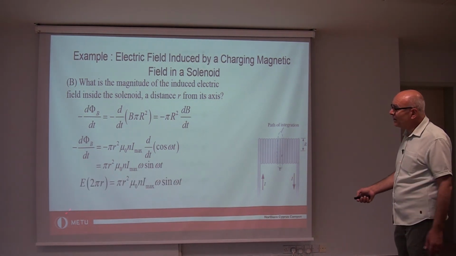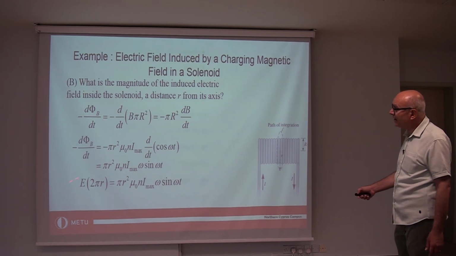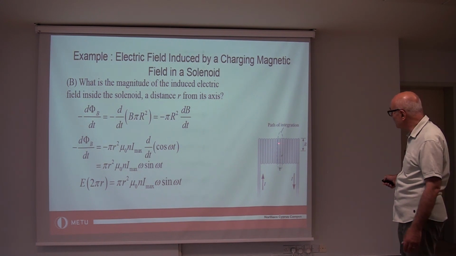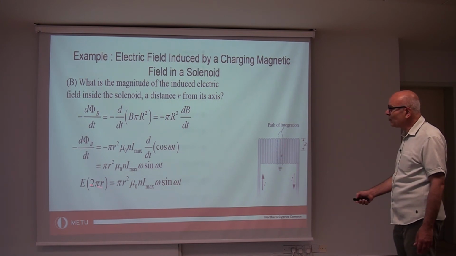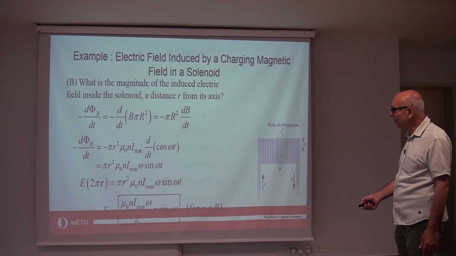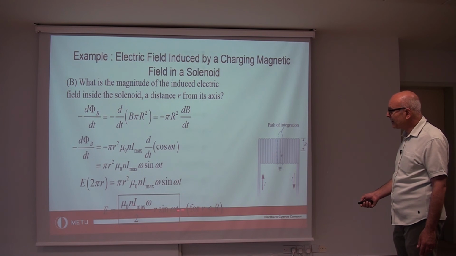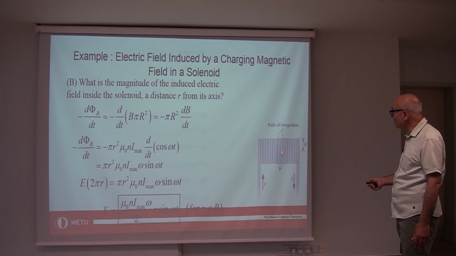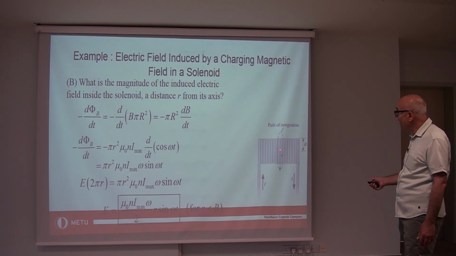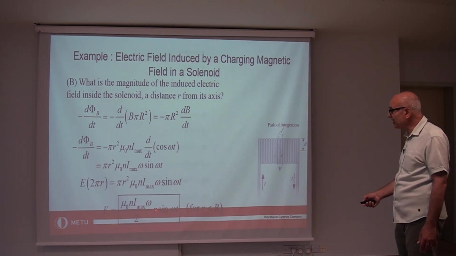Again, the left-hand side will be the integral of the electric field over that loop. Due to symmetry, I can take E outside the integral and multiply by 2 pi r, the circumference of the loop inside here. You equate these together and isolate the electric field, and as you can see, you get this expression. Now the electric field is varying with time, but it's growing with r. So at the axis of the solenoid, the induced electric field is 0. As you go away from the axis inside, the electric field increases with r.